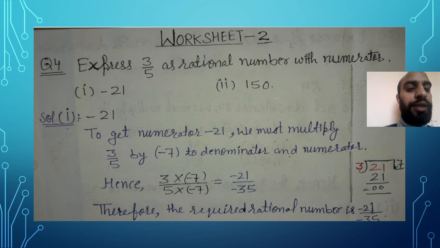So you all know 3 sevens are 21, and minus into plus is minus sign. Downside, 5 sevens are 35, and once again plus into minus is minus. So our overall answer becomes minus 21 upon minus 35. You can see in this minus 21 upon minus 35, the numerator is minus 21. This is the question asked to you. So here you can write: therefore the required rational number is minus 21 upon minus 35.